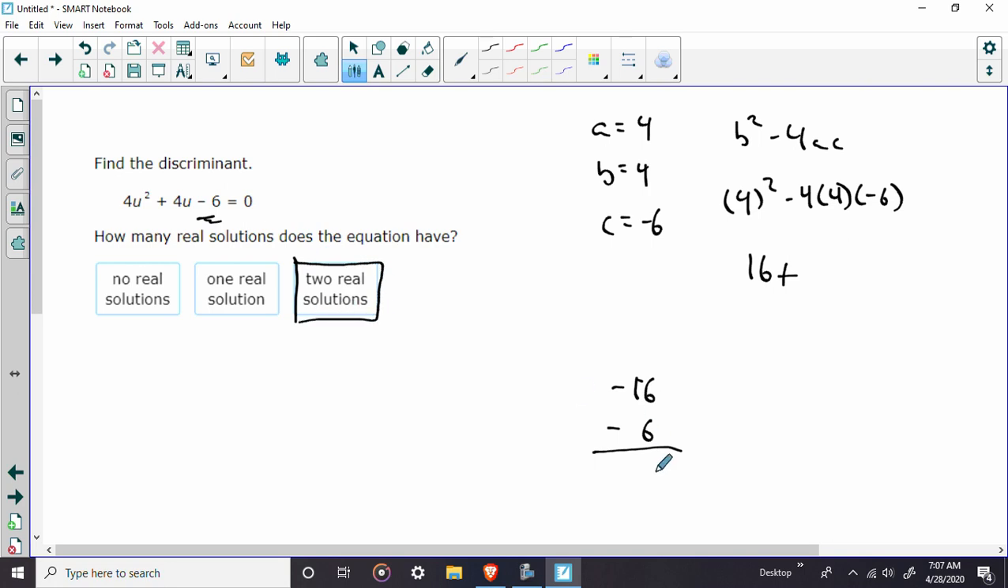16 times 6 is, what we got, 6 carried to 3, 96. Okay, and again, that gives us, what's it, 112? Okay, so again, positive number, 2 real solutions. So again, it's a quick way to check, and in this case, you didn't even have to do all the math. If this is a positive number, I see a negative and negative here, I know that this is going to be a positive number as well.